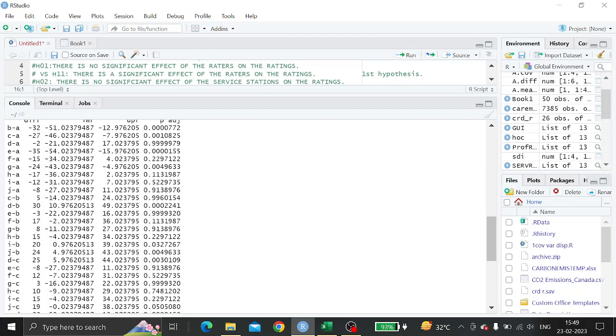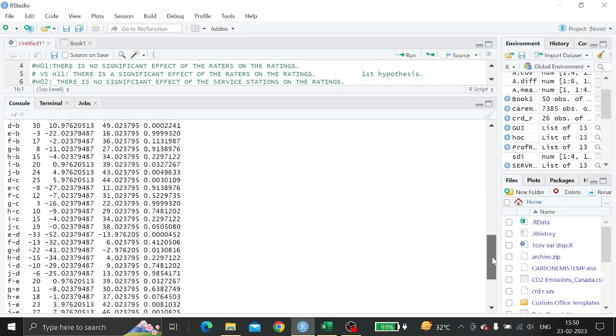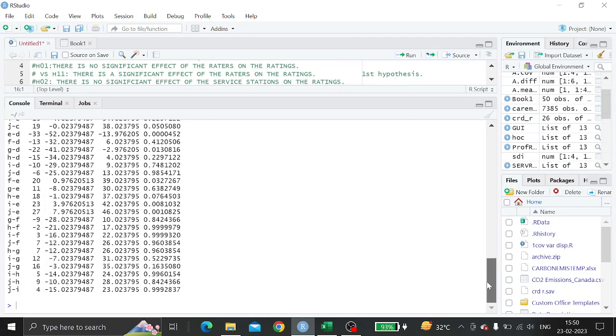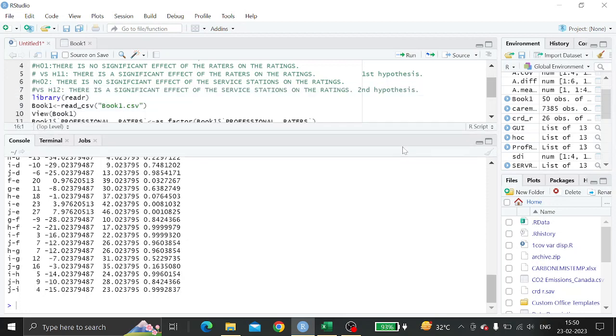Again, service station D and service station E, you could see that the p-value is way larger than 0.05. It's almost near to 1. So there is no significant difference between service stations D and E. So you could conclude from these p-values which of the pairs of the service stations differ among themselves and which of the service stations do not significantly differ among themselves. So this is how you perform a two-way analysis of variance in RStudio.